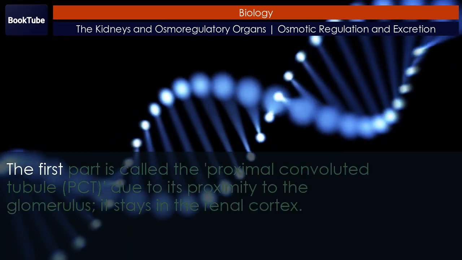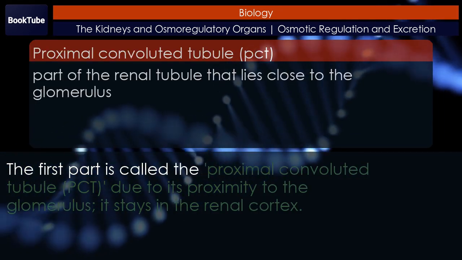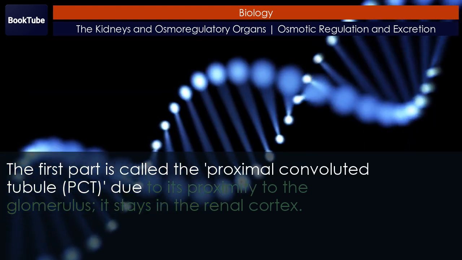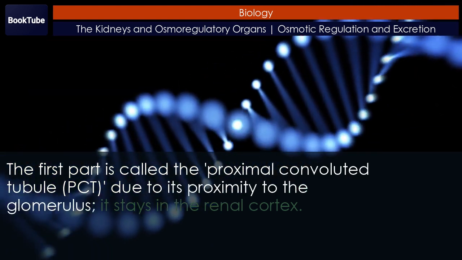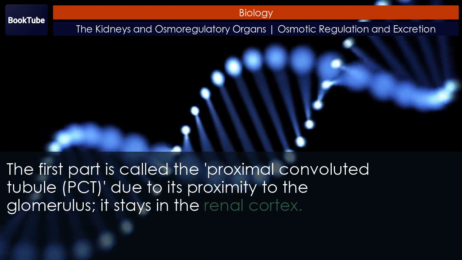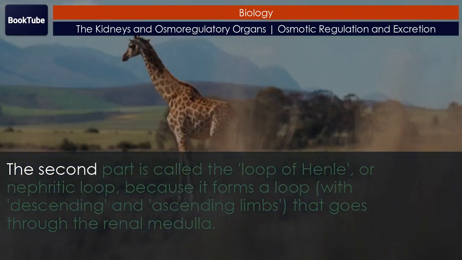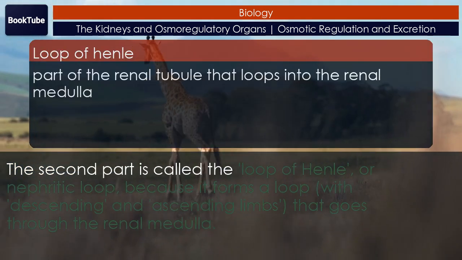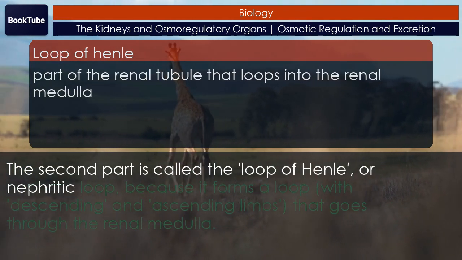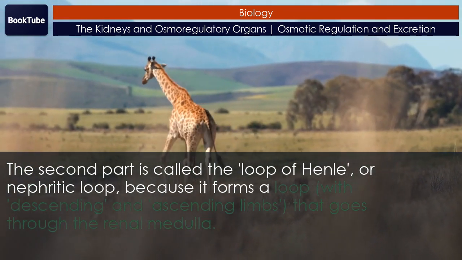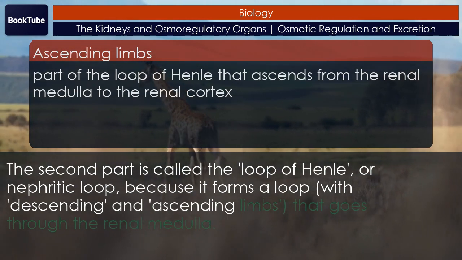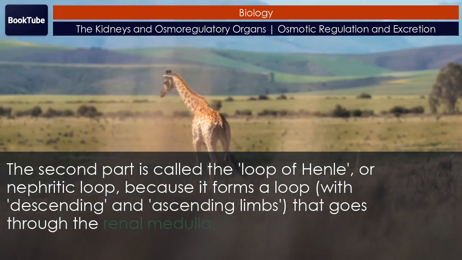The first part is called the proximal convoluted tubule, PCT. Due to its proximity to the glomerulus, it stays in the renal cortex. The second part is called the loop of Henle, or nephritic loop, because it forms a loop with descending and ascending limbs that goes through the renal medulla.